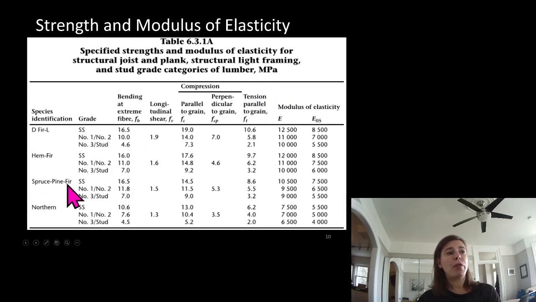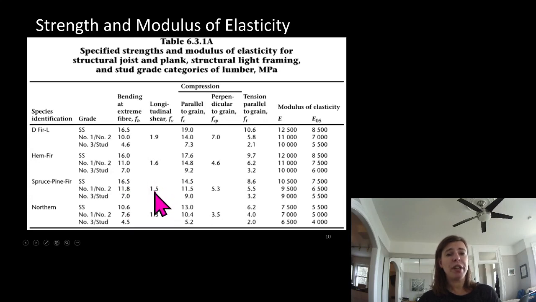So spruce pine fir, I said, is the most common one. Number 1, number 2 tends to be what you go buy at Home Depot. For bending, FB is 11.8 MPa. Remember our steel was 345 or 350 MPa? So we are a fraction of that, like 35 times less strength.